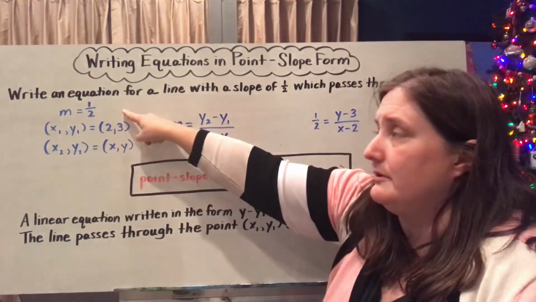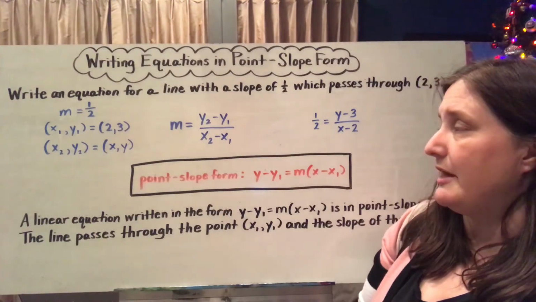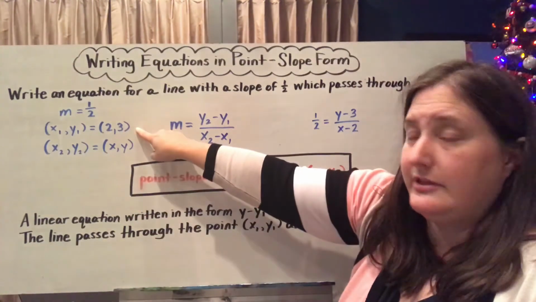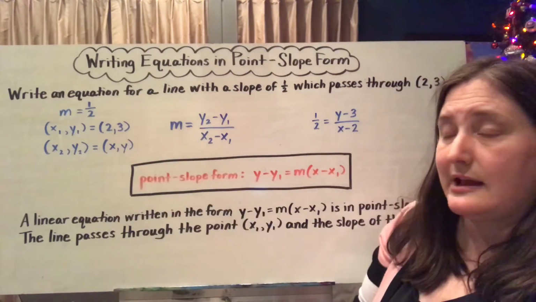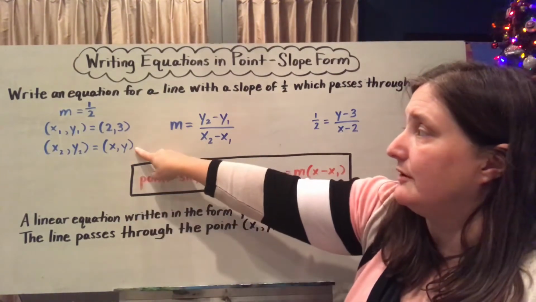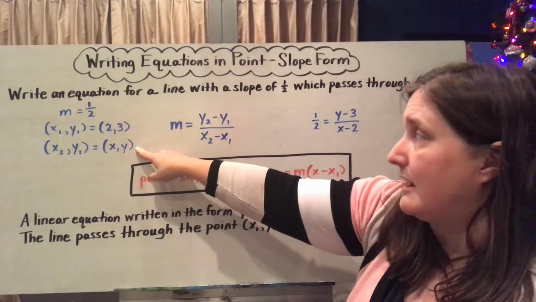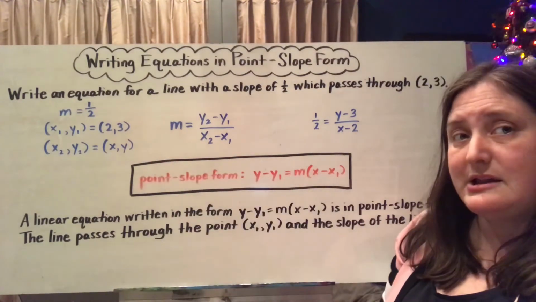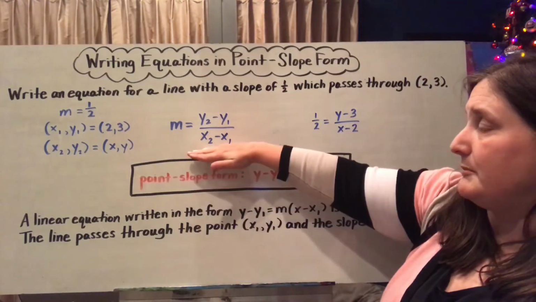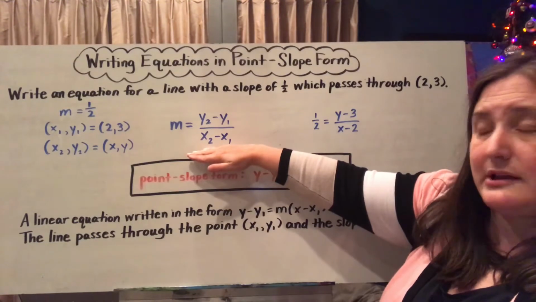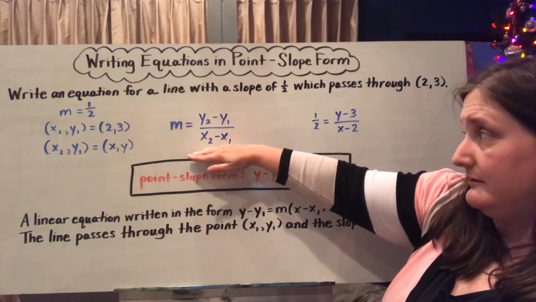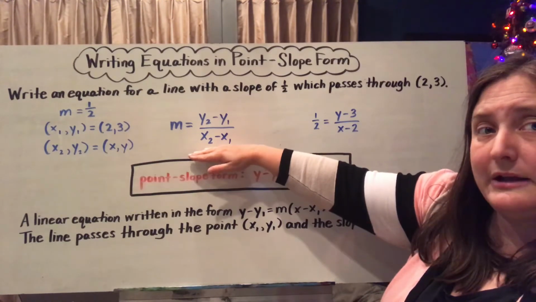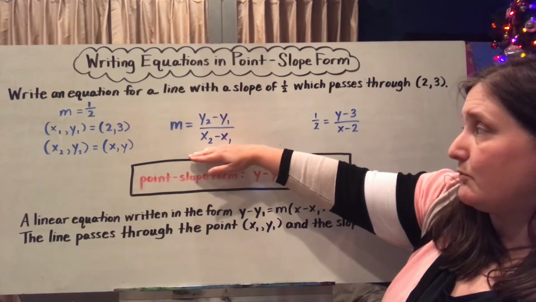We know the slope is 1/2. We know that one point that this line passes through is (2, 3). We usually need a second point, and in this case we don't have one, so I'm just going to call that second point (x, y). So when we're finding the slope of a line, we use this formula. To find the slope, we take the y from point 2 minus the y from point 1 to find our rise, and the x from point 2 minus the x from point 1 to find our run.